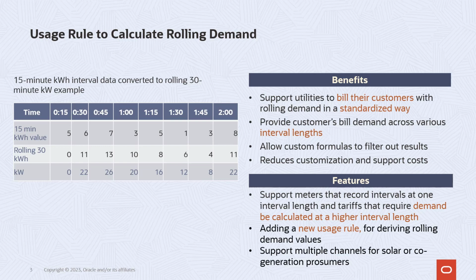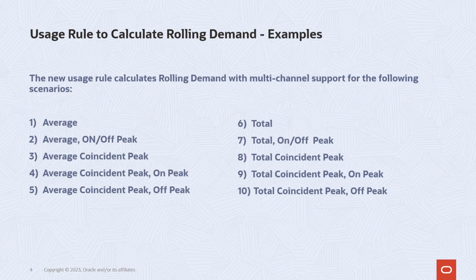This will also help utilities to bill their customers with rolling demand in a standardized way and reduce implementation as well as support cost. The new usage rule calculates rolling demand for the following scenarios: average, average on and off peak, average coincident on peak and off peak both, total, total on and off peak, total coincident peak on peak and off peak. We will discuss those individual rules in our later slides.